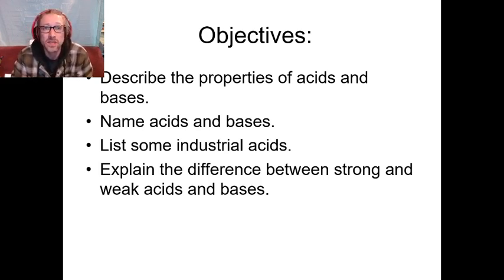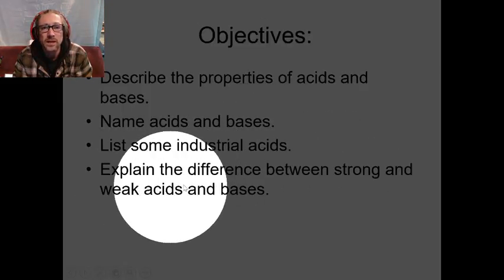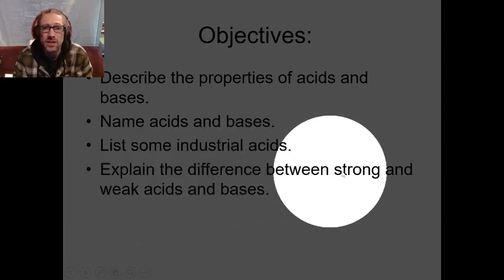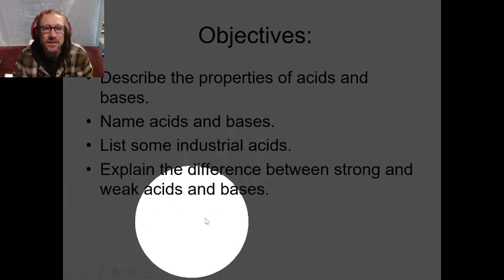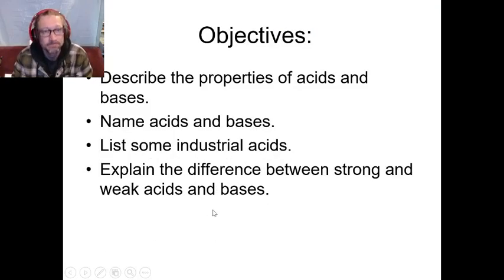We need to list some industrial uses of acids. We use acids every day in industry, and so we just need to get familiar with some common ones we might see out and about in our after school lives. Explain the difference between strong and weak acids and bases. If you remember talking about the difference between strong and weak electrolytes and the degree of dissociation, this should be exactly the same. Our compounds are now acids and bases.